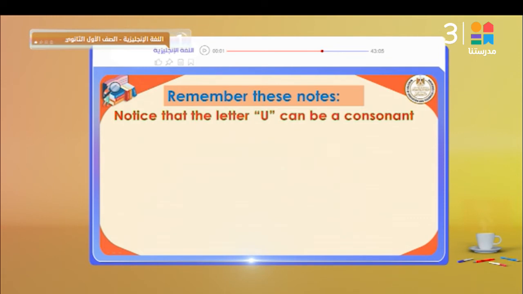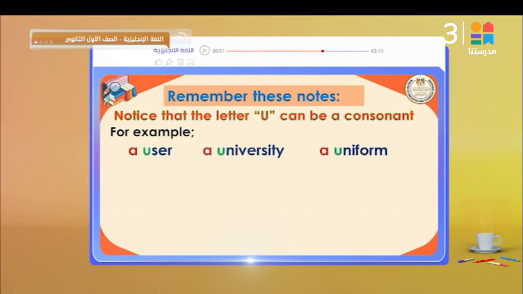Let's look at the letter U when it is a consonant. Look at these examples. Remember and notice that the letter U can sometimes be a consonant, not a vowel. For example, a user, a university, a uniform. You see these three words start with the letter U, but they are not a vowel because we pronounce it you. So we say a user, a university, a uniform. But if the letter U is pronounced a, like umbrella or uncle, we use an umbrella or an uncle.